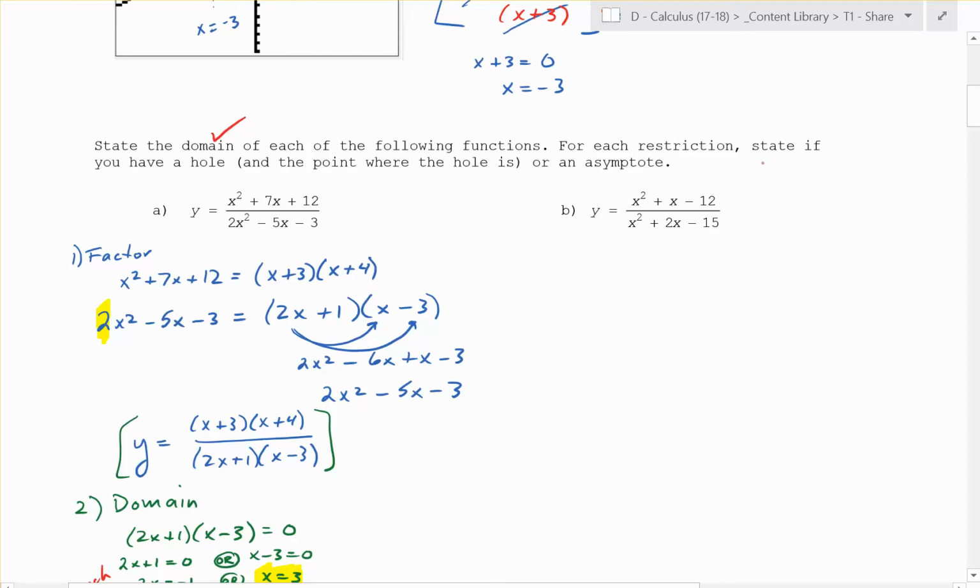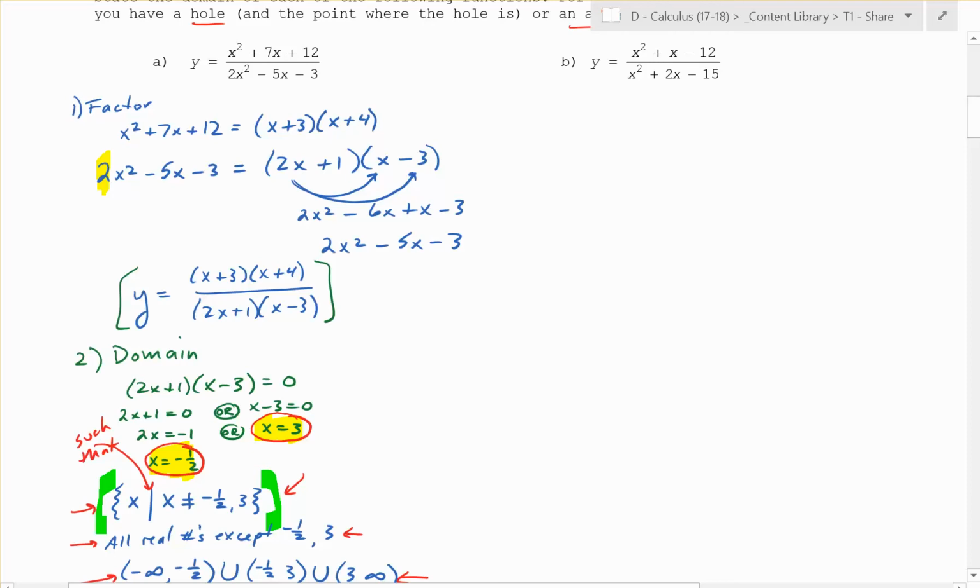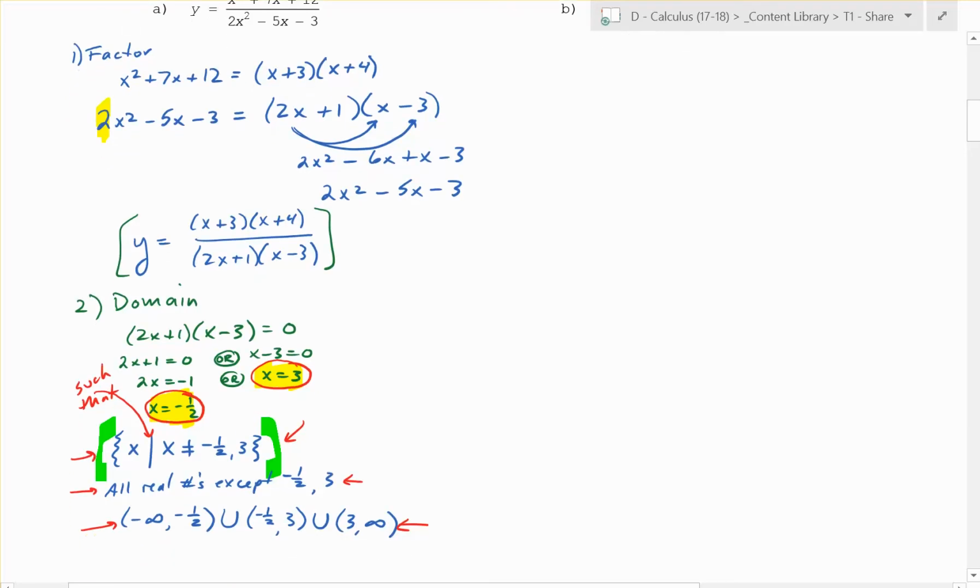For each restriction, state if you have a hole or an asymptote. So let's look over here. We had these two domain restrictions, meaning x can't be negative a half or 3. We have to figure out, is it going to be an asymptote or is it going to be a hole in each case? Now, a hole only happens if you cancel at that value. You'll notice that nothing cancels here, so neither of them are going to be holes. None of these terms cancel, so neither one of these are going to be holes. So both are going to be asymptotes.